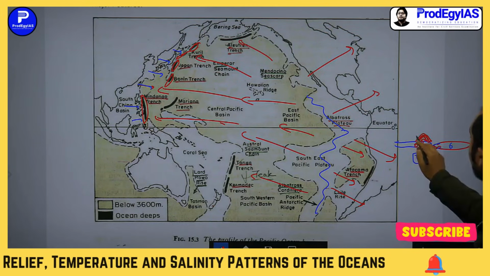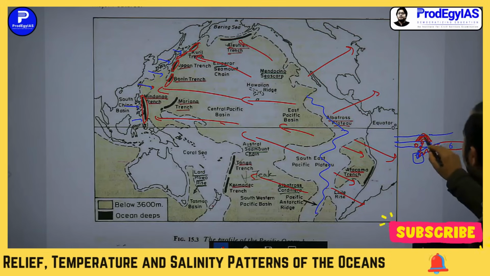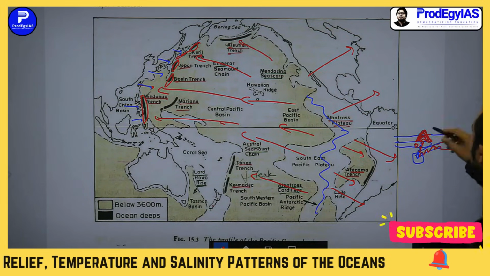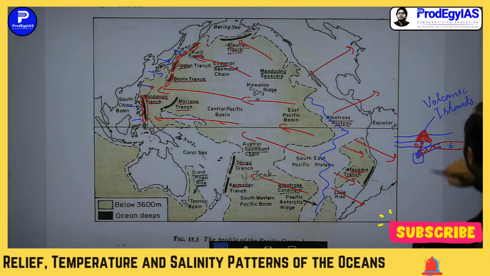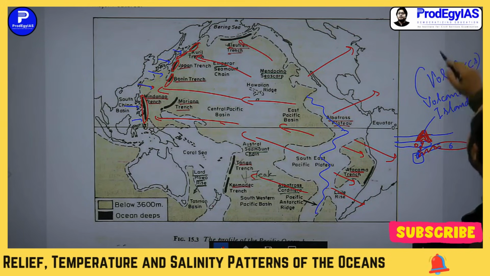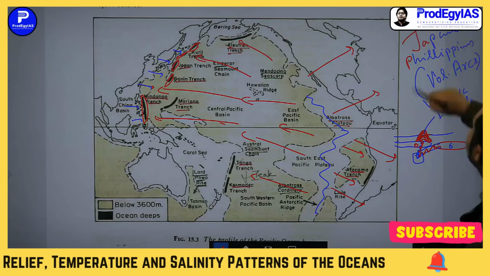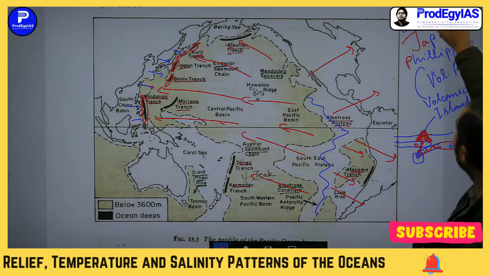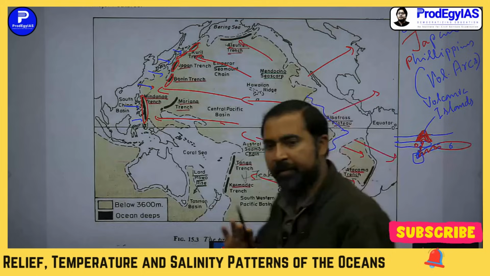And if these volcanoes come out of the oceanic waters, they will look like islands, though they are volcanic islands. They are also known as volcanic arcs, like Japan, like Philippines, Indonesia, right?